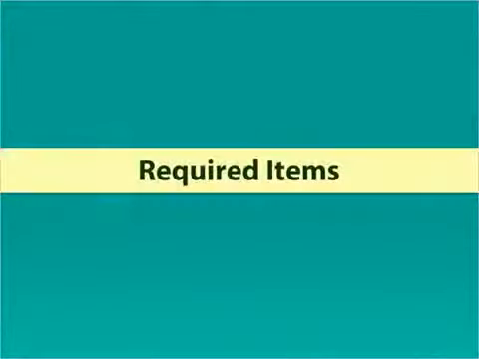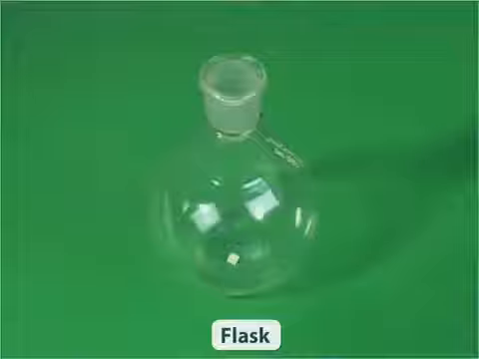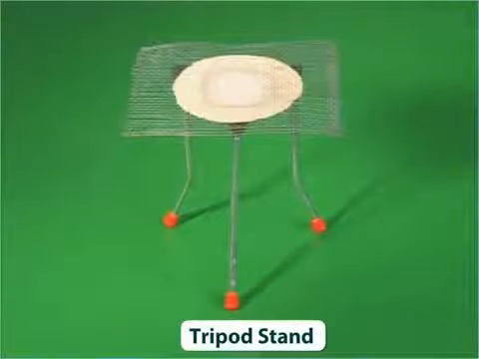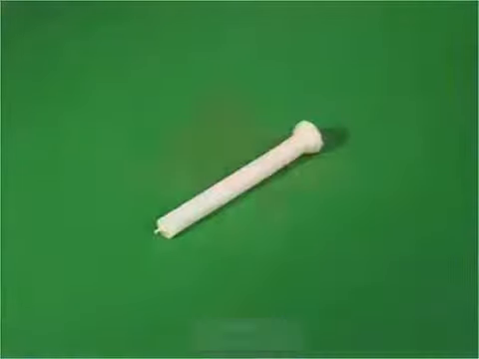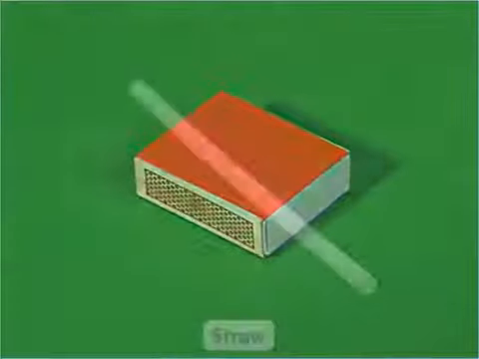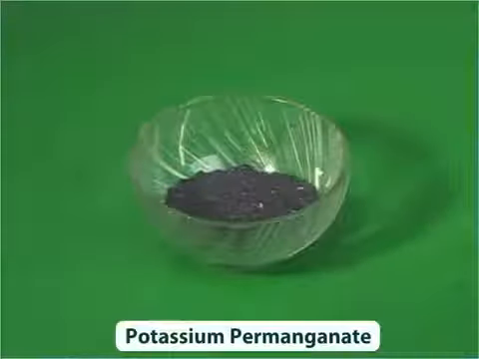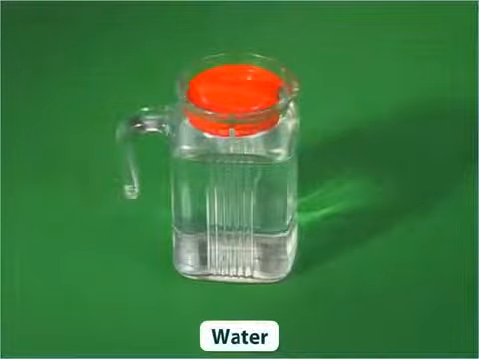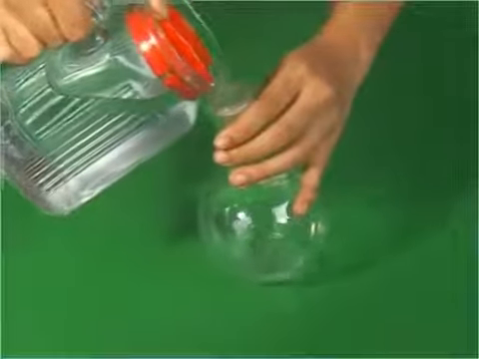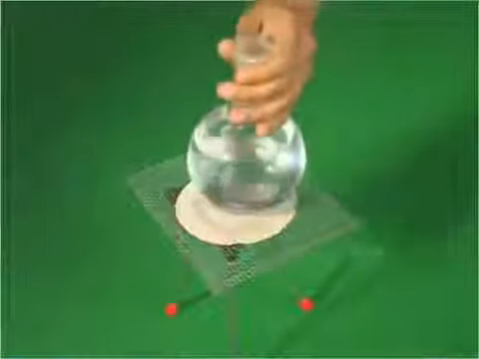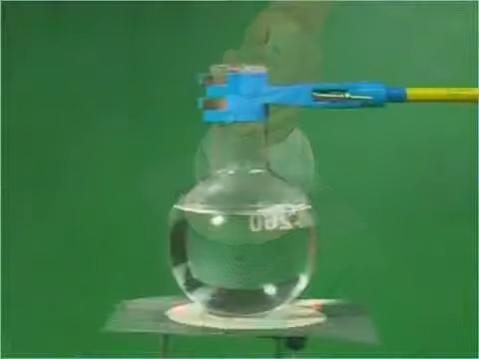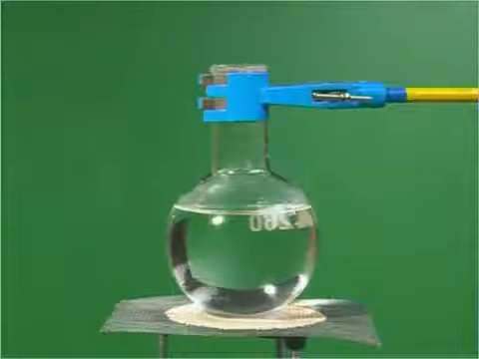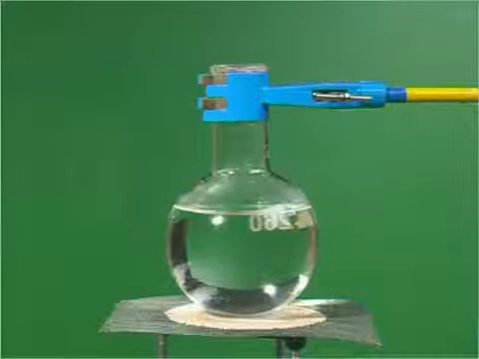The items required for this activity are a round bottom flask, tripod stand, candle, matchbox, straw, potassium permanganate crystals and water. Fill approximately 2/3 of the flask with water and place it on the tripod stand. Wait till the water in the flask is still.